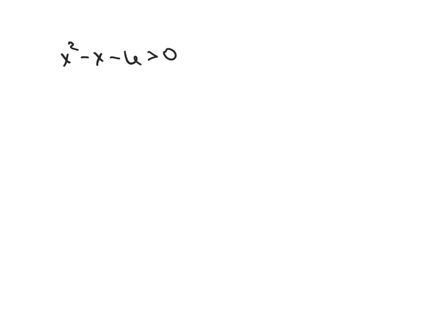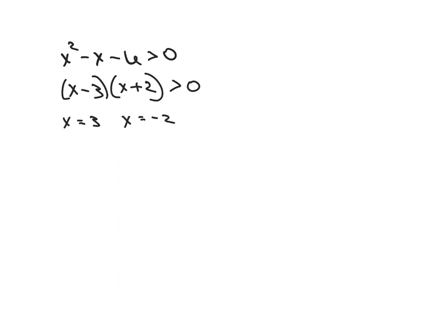So what we're going to do first of all is we're going to factor this into two binomials. And when we factor it, it's x minus 3 and x plus 2. Okay, therefore, x is going to be equal to 3, or x is going to be equal to negative 2. So those are my options there for x value.